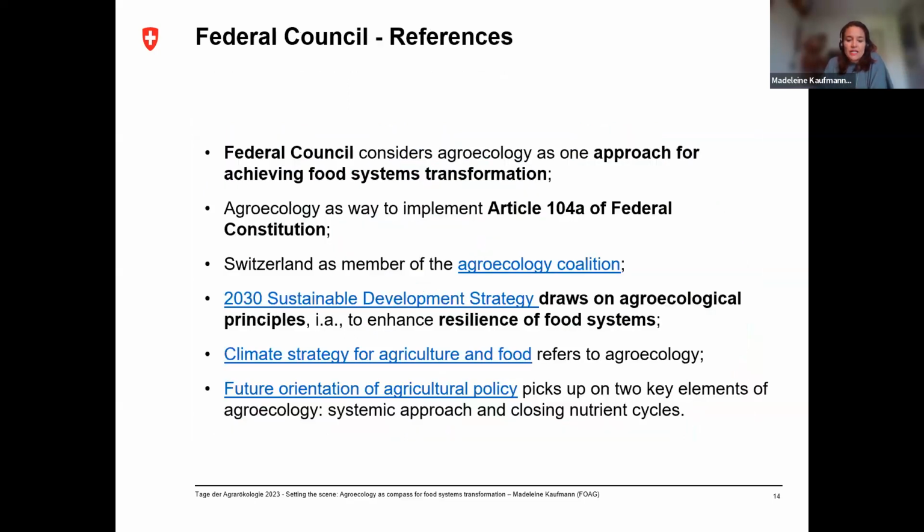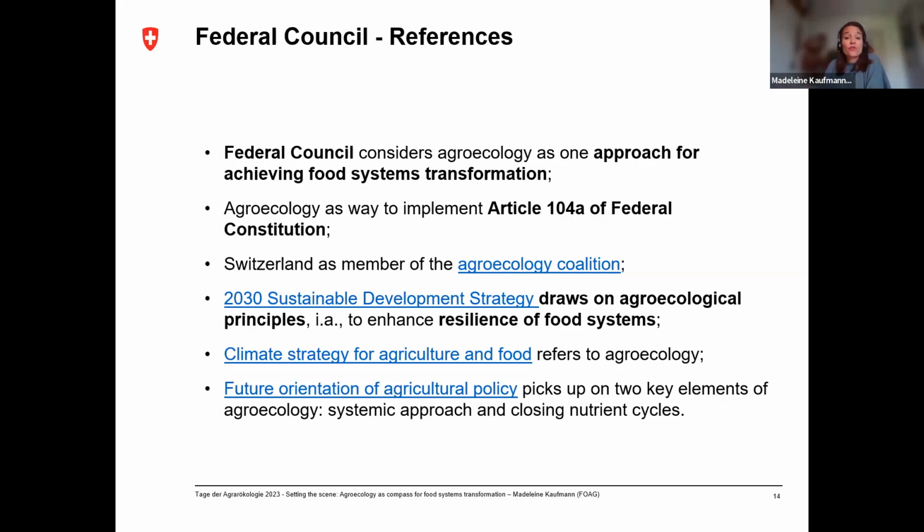Then I would like to say a word on how our Federal Council sees agroecology and how we at the Swiss Federal Office for Agriculture are implementing it. The Federal Council sees agroecology as one approach to achieve the transformation to a more sustainable food system, and stated this in various postulates and interpellations. I will give you the links at the very end of my presentation.